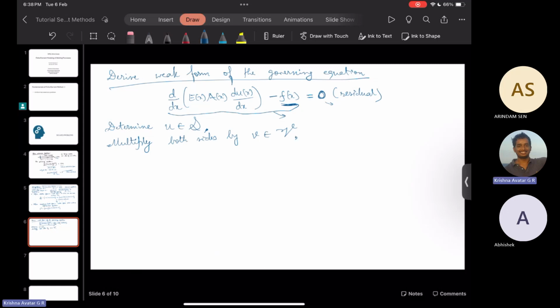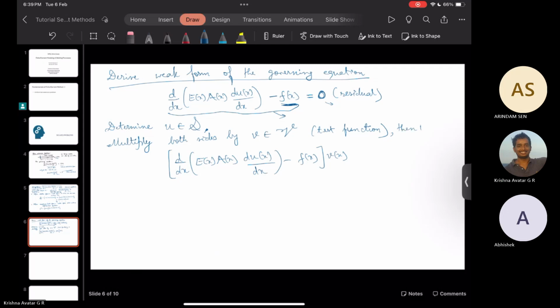So now the thing is, this is what we call a test function. This is a test function, right? Now, once we multiply both sides by v, so this will be d/dx of EA du/dx minus f of x, and this we multiply by v of x, and then also integrate over the domain.